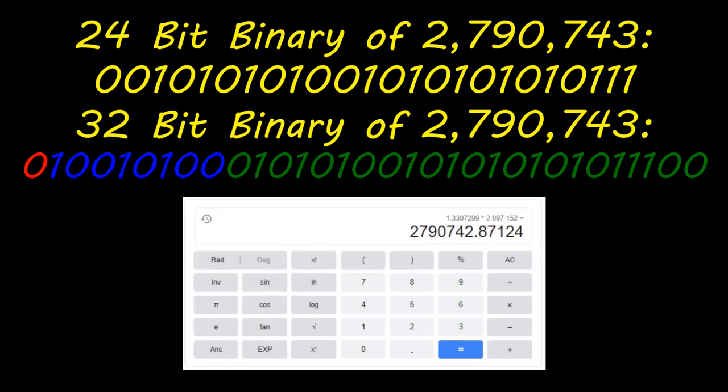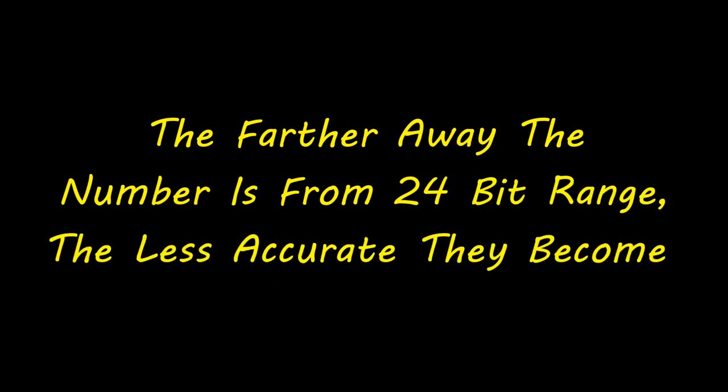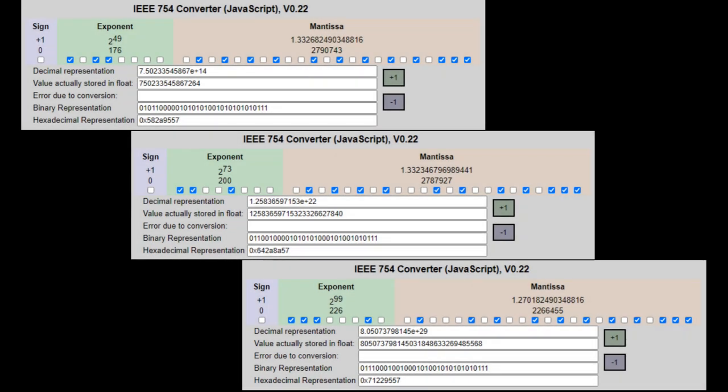But what about outside of the 24-bit range? The simple answer is, the farther away from the 24-bit range the numbers get, the less accurate the numbers become. This is because the mantissa value is being multiplied by numbers with decimal points. Quantized values start facing small quantization errors that grow bigger as the exponent value increases.